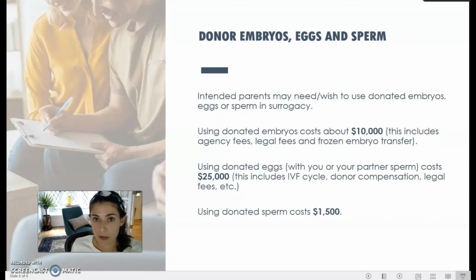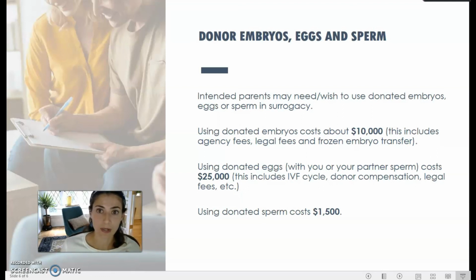On the other hand, if you want to use donated eggs, so whether or not it's you or your partner that's going to fertilize your sperm into the donated egg, this costs $25,000, primarily because using a donated egg requires the donor to go through an IVF cycle, and the donor is not going to pay for that. You're going to pay for that, paying the donor for her egg and the legal fees associated with donated eggs.